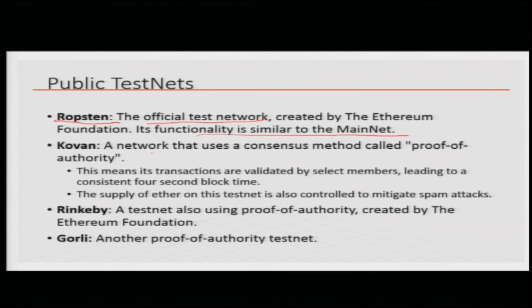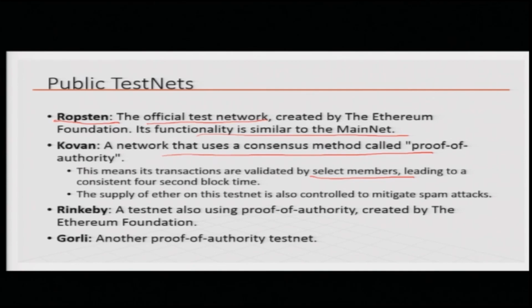Kovan is another network that uses a different consensus mechanism rather than proof of work. It's called proof of authority. So proof of authority has a certain privileged set of users who are going to validate the transactions and who will be mining the transactions. So these select members have some identity, unlike the regular users who can create a private key and public key and use the public key hash for their wallet address, and then they can use the private key to do signatures and all that stuff.